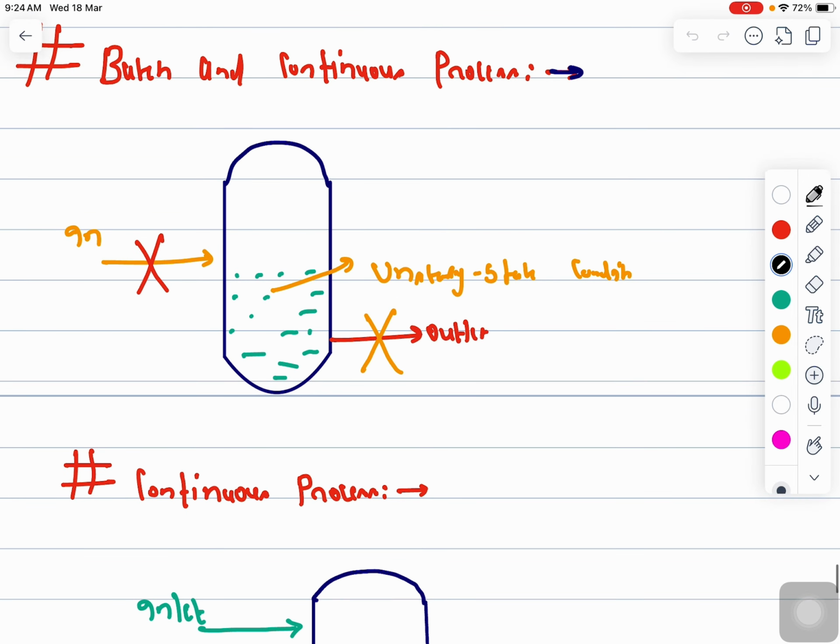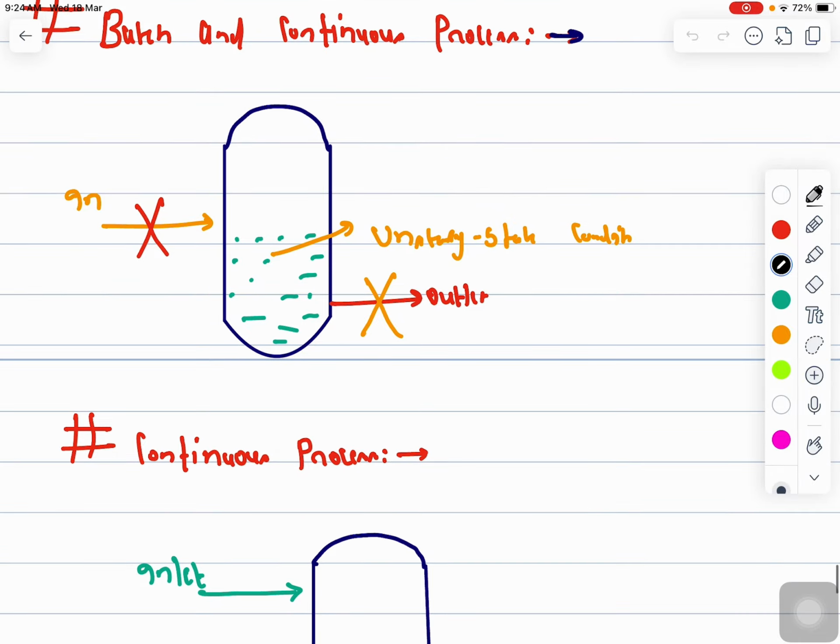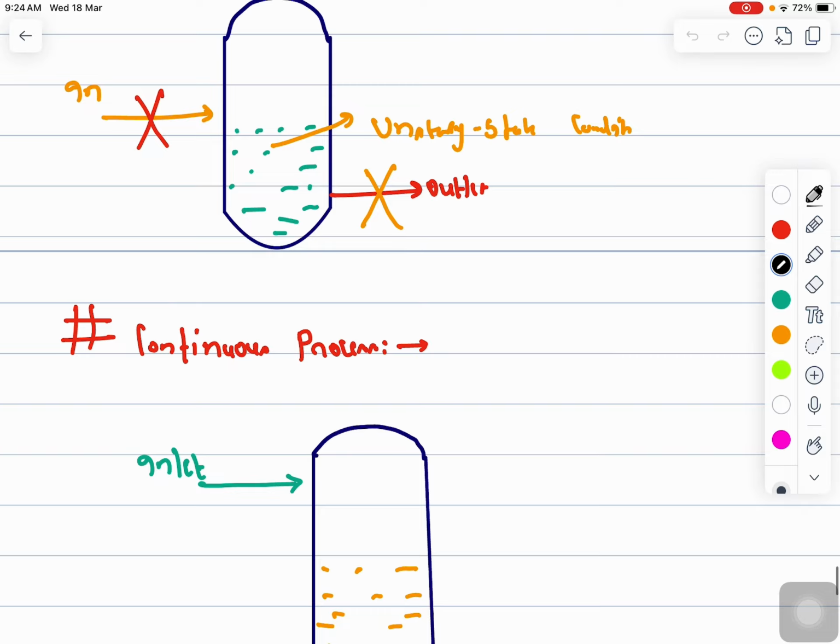And when I talked about the batch and continuous process, in the batch process I told you there is no inlet and outlet. So basically you put a particular amount of material inside the system, and with respect to time you will find there is a change in the concentration or pressure of a particular reactant and product, and that's why this is called the unsteady state process. So mostly you carry out the batch operation at unsteady state condition.